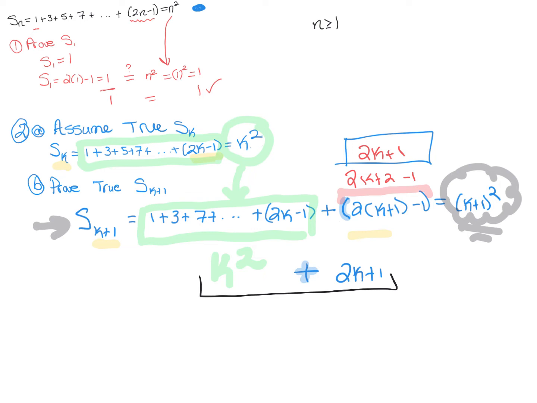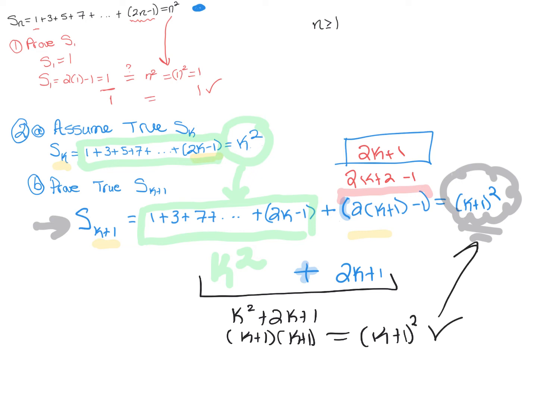So let's factor this. Well, k squared plus 2k plus 1 factors. In fact, it factors into k plus 1 times k plus 1. Well, by golly, that is the same thing as k plus 1 squared. And now you have proven that this formula holds up for the k plus 1 term. And since it always holds up for the next term, then it holds up for all terms, and you've proven it by induction.